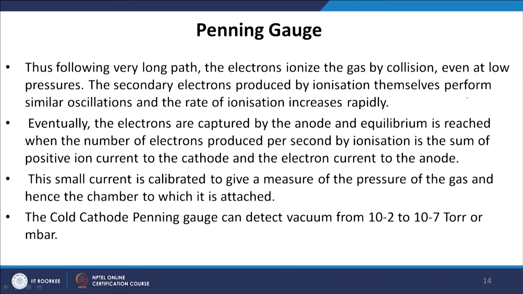This small current is calibrated to give a measure of the pressure of the gas and hence of the chamber to which it is attached. The cold cathode Penning gauge can detect vacuum from 10 to the power minus 2 to 10 to the power minus 7 torr or millibar. So, basically if you want to measure 10 to the power minus 2 to 10 to the power minus 7 millibar, which is a high vacuum, you can use a Penning gauge. Here the ionization current is a measure of the vacuum.